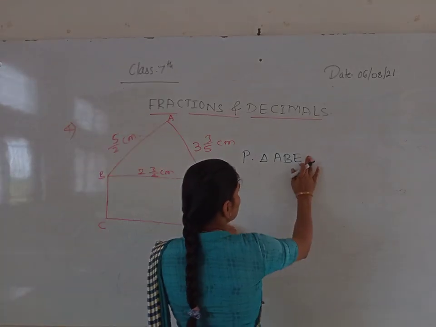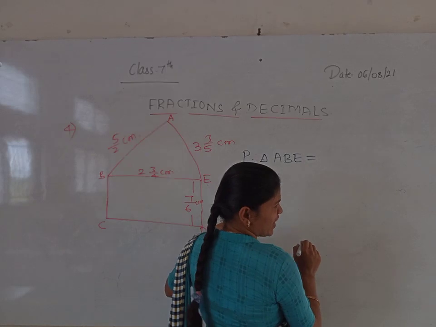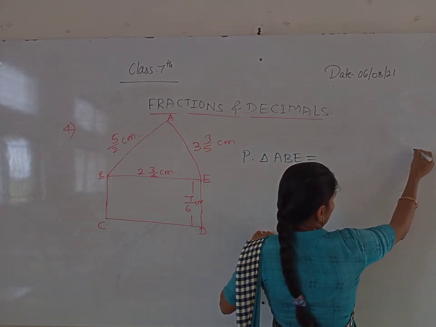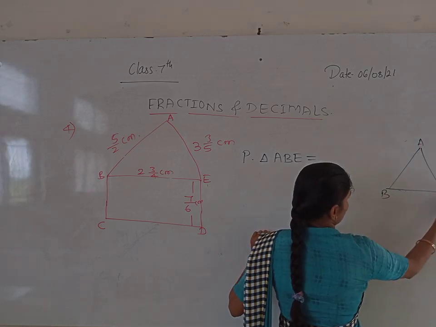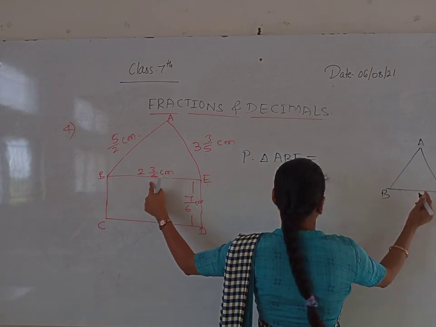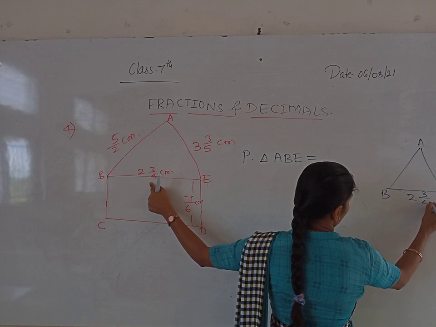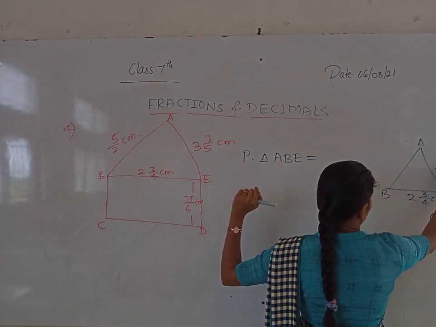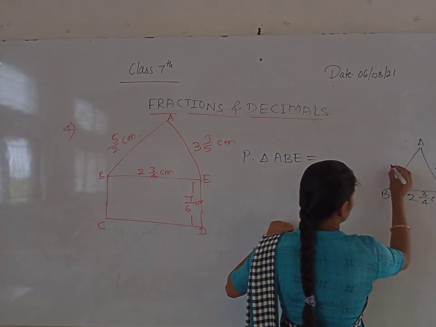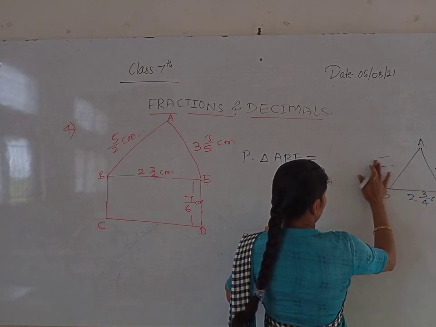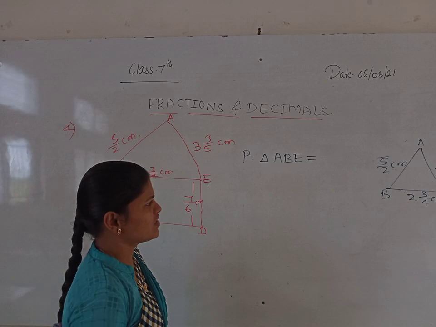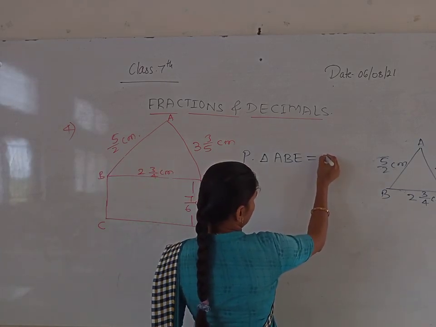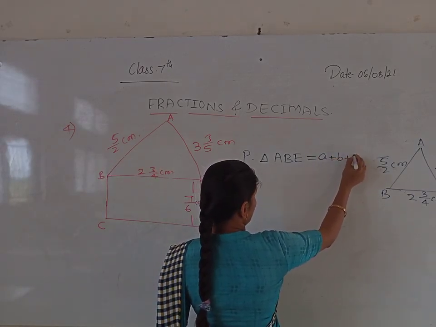Equal to all three sides we are adding. Just it is a triangle ABE. What is the third side here? 2 integer 3 by 4 centimeter. What is this one? 3 integer 3 by 5 centimeter and it is 5 by 2 centimeter. Okay. Perimeter of triangle ABE is equal to all three sides we have to add. A plus B plus C.